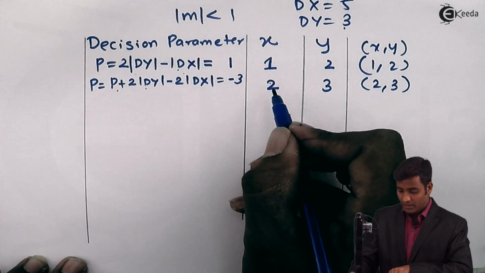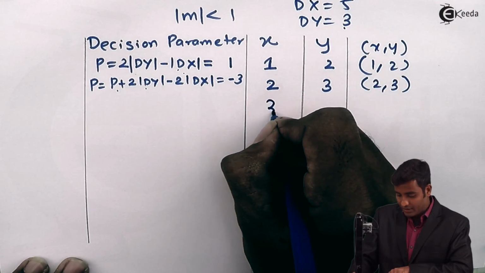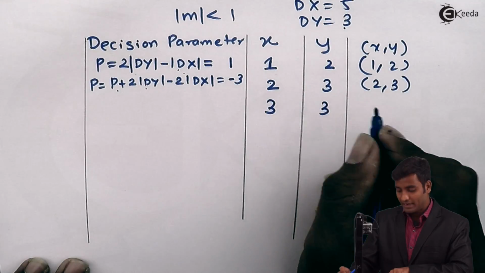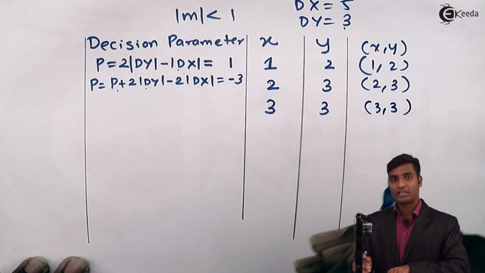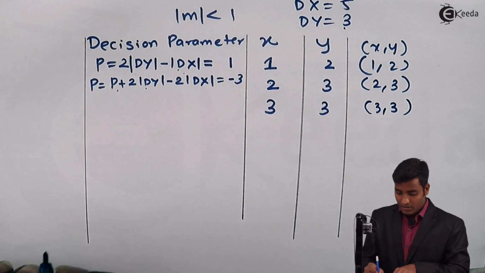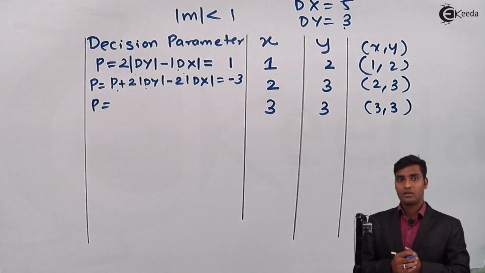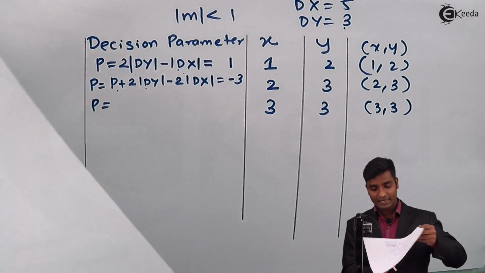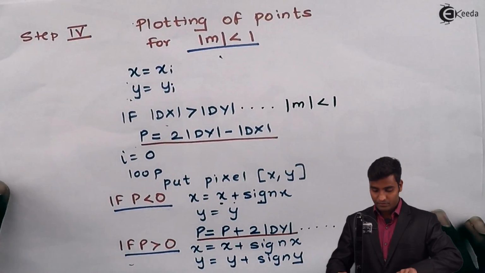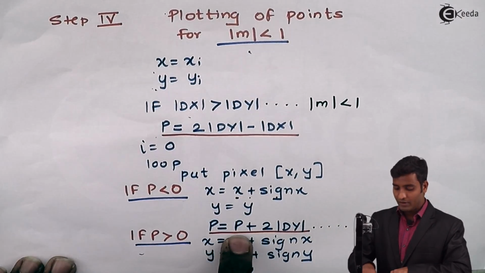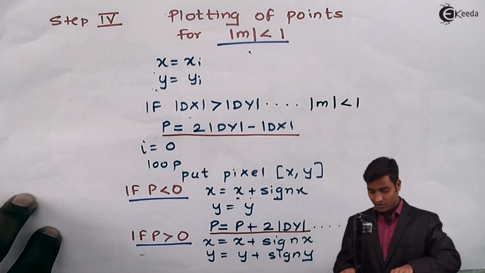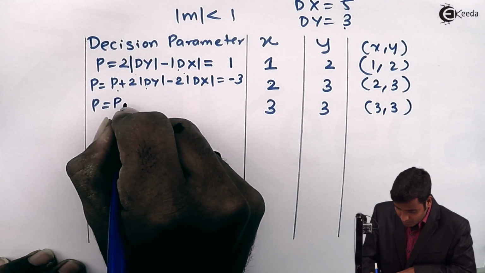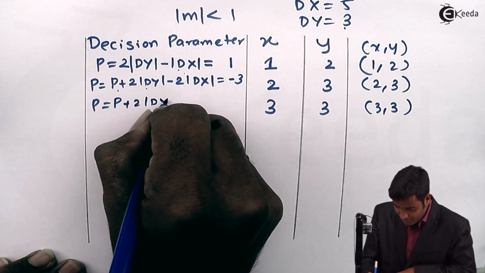I will write x as 2 plus 1, that is 3, and y as 3 because it remains unchanged. So the coordinate will be 3 comma 3. And the descent parameter for p less than 0, I will use this relation, that is p equal to p plus 2 into dy.